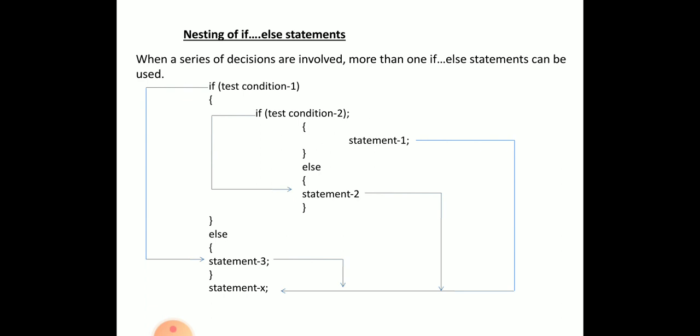If test condition 1. So our first condition is if test condition 1. At first we check for the first condition, and if the first condition becomes true, check for the second condition, and if the second condition also becomes true, execute the statement 1. Else if the second condition is false, then execute the statement 2. Statement 2 is given inside the else part of the second if statement. So if the condition becomes false, the statement inside the else part will be executed.